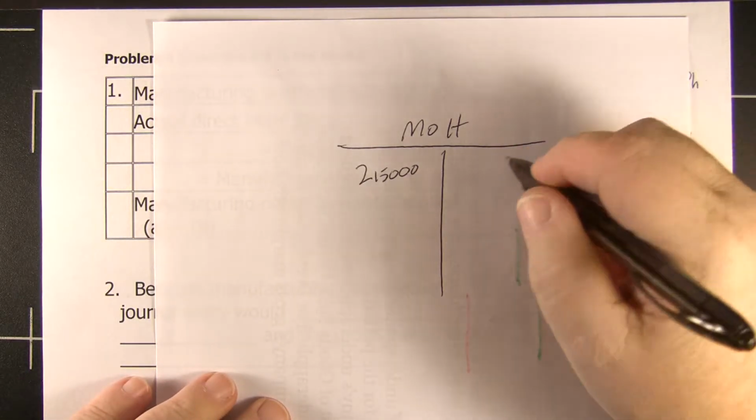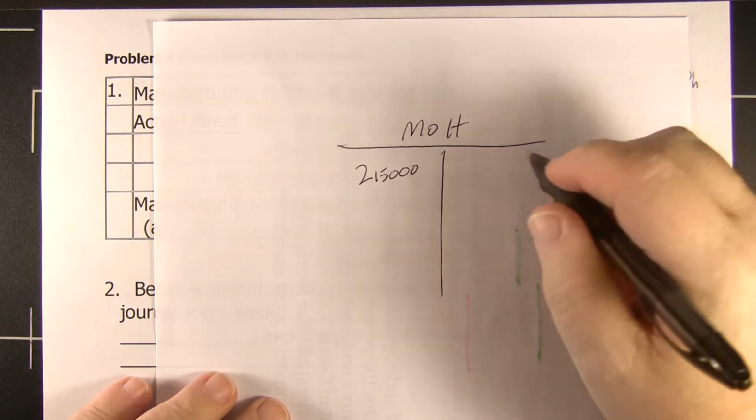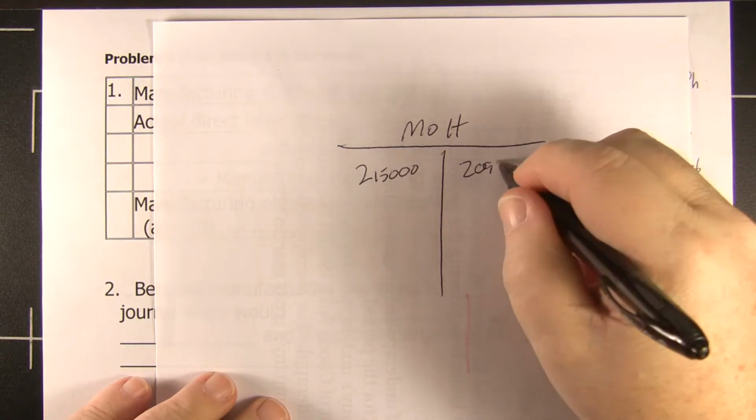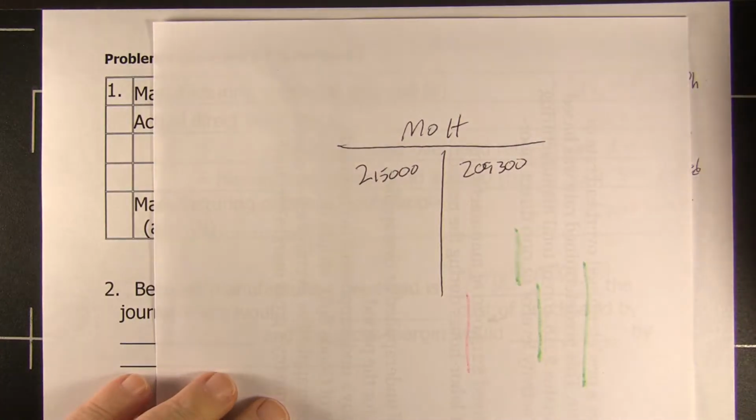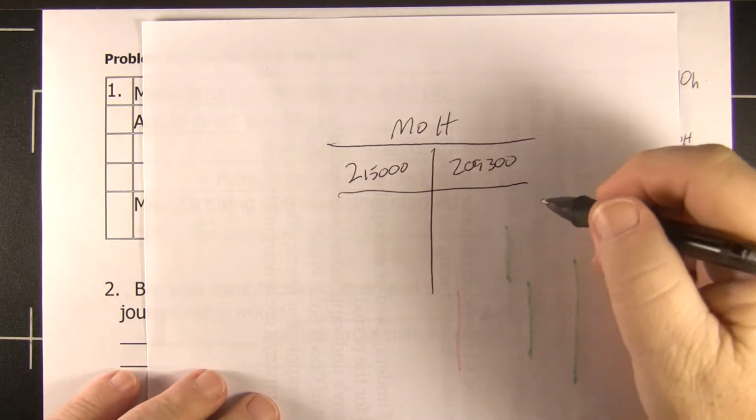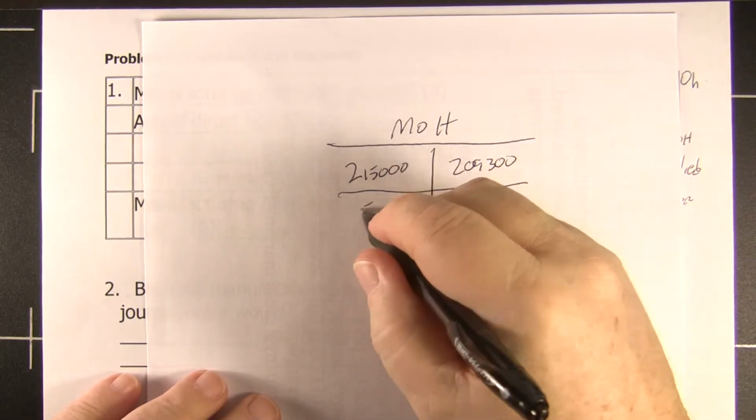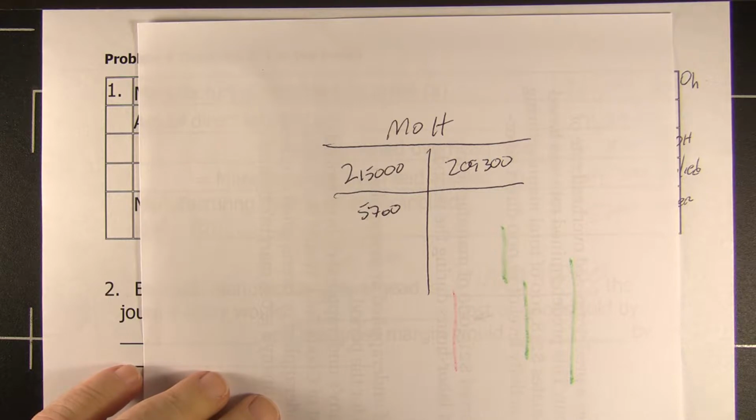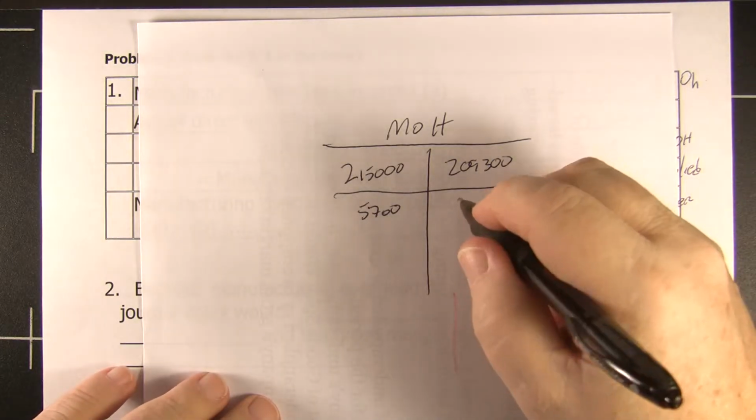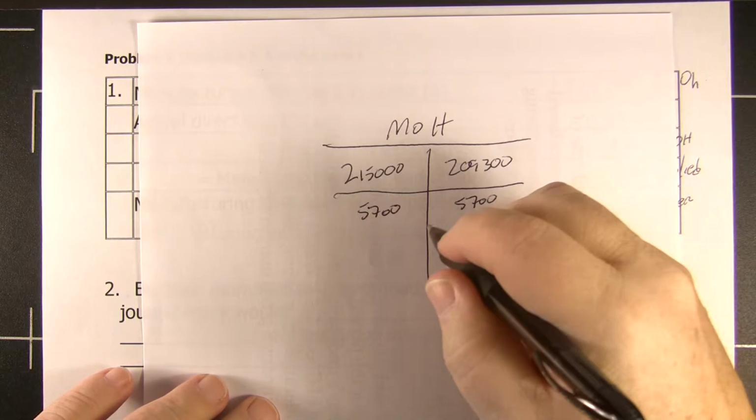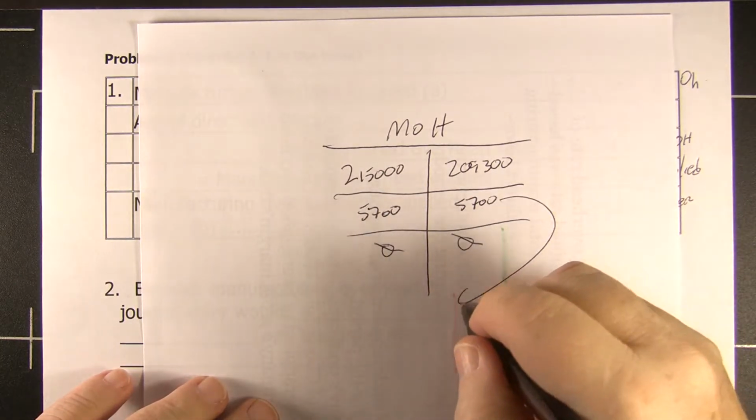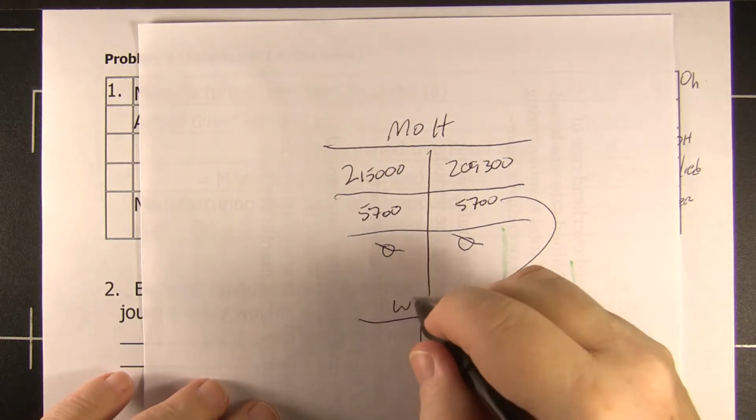The amount that we took out that we applied to work in process was 209,300. So when you balance that out, you find that we have $5,700 left in the overhead account that we haven't put to goods. So we need to credit this to make this go to zero. And this goes to work in process.